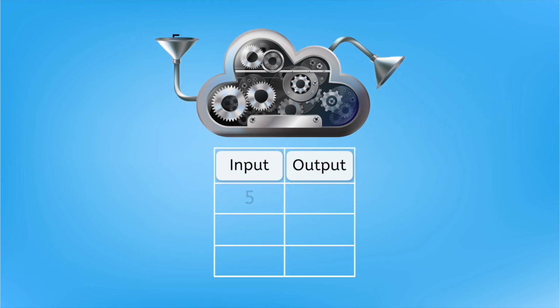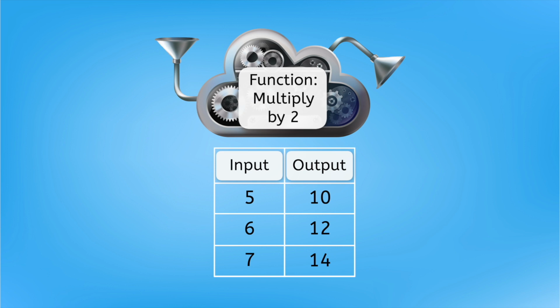If I input 5, the output is 10. Let's run it again. An input of 6 gives an output of 12. One more time. Inputting 7 outputs, what do you think? 14. So what's the rule or the relationship between inputs and outputs? That's right, multiplying by 2. This function multiplies the inputs by 2 to get the outputs.